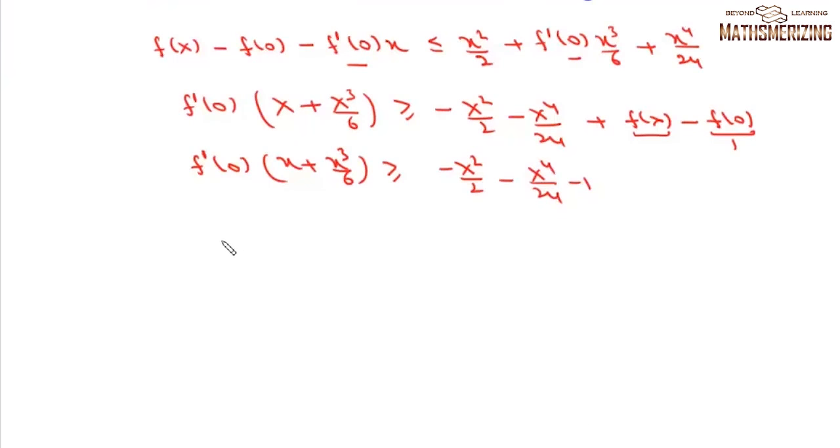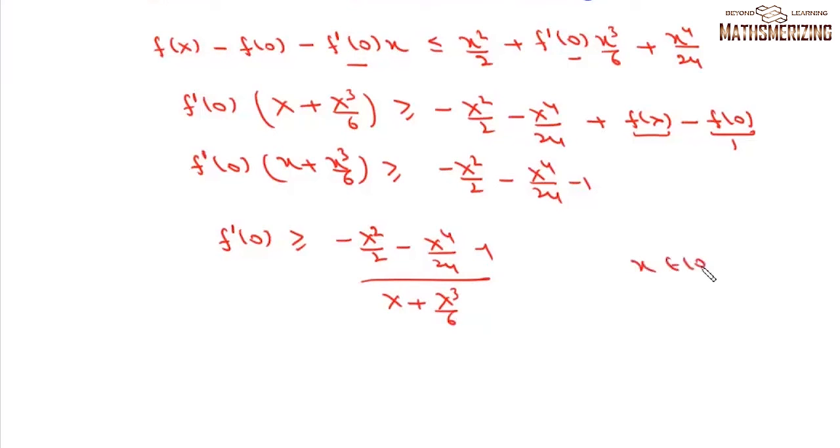And from this we can write f'(0) will be greater than or equal to minus x square by 2 minus x to the power 4 upon 24 minus 1, upon x plus x cube by 6. This will be true for any x which lies in the interval 0 to 1.